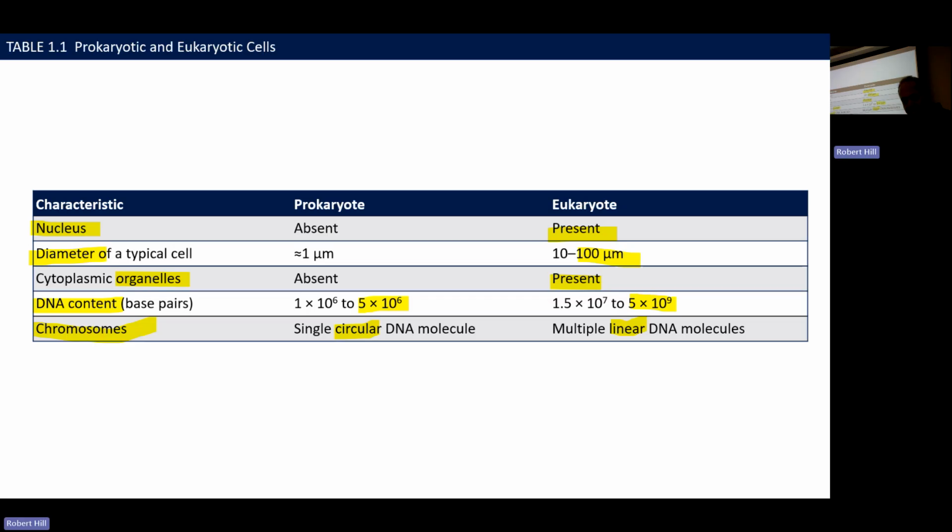The way the chromosomes are organized and how they appear is different as well. Prokaryotes have just one chromosome, and it's circular. Eukaryotes have multiple chromosomes, and they're linear. Right? So these are important differences between prokaryotes and eukaryotes.